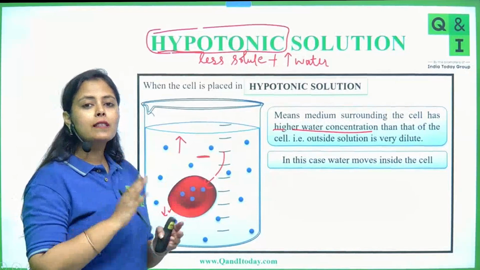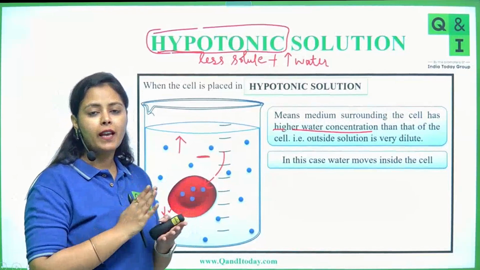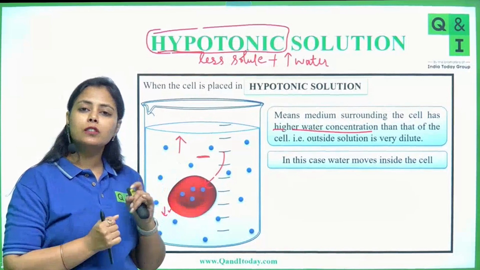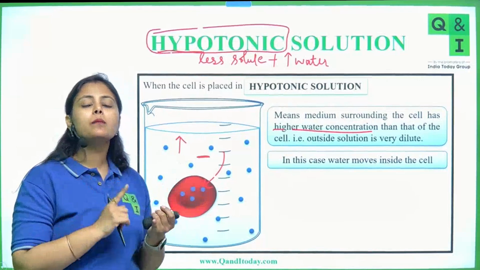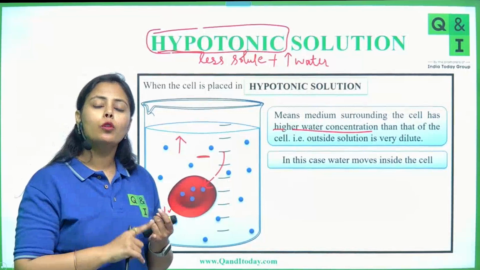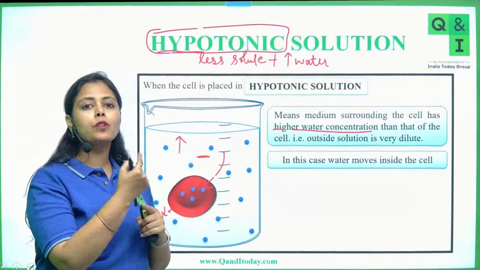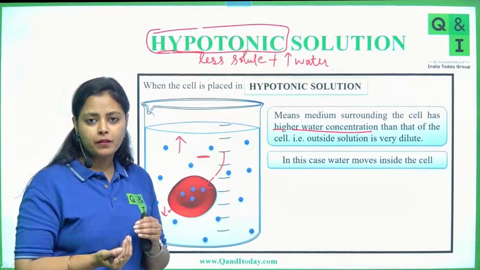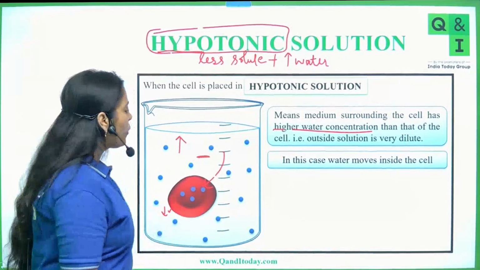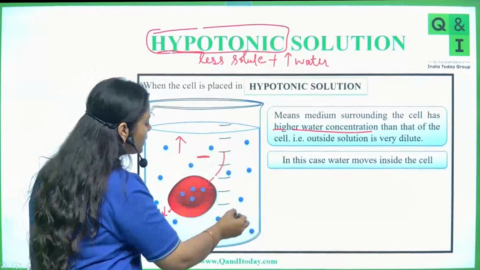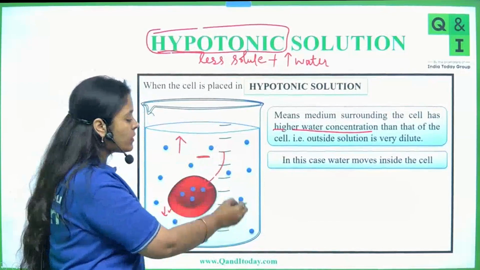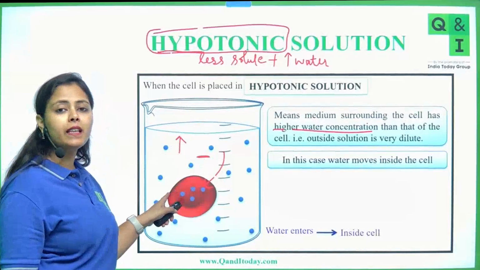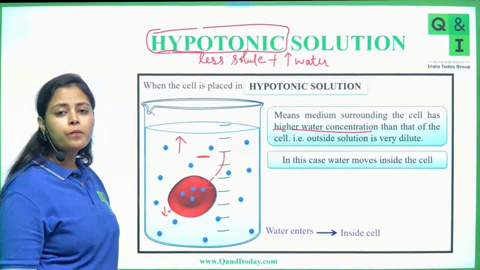Just like we had studied the diffusion of gases, how it takes place from the region of high concentration to low concentration, in a similar manner, water will also move from the region of high concentration to the region of low concentration. So again, the concentration of water is more outside than inside of the cell. So now water will move inside the cell. Got it? Clear, everyone?